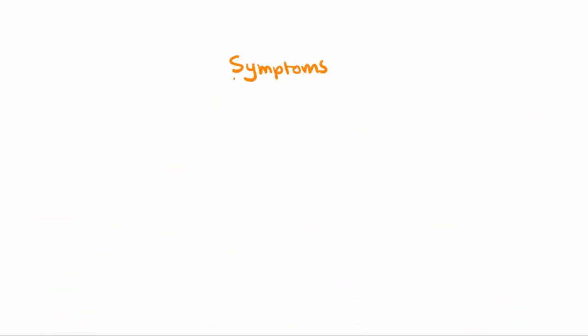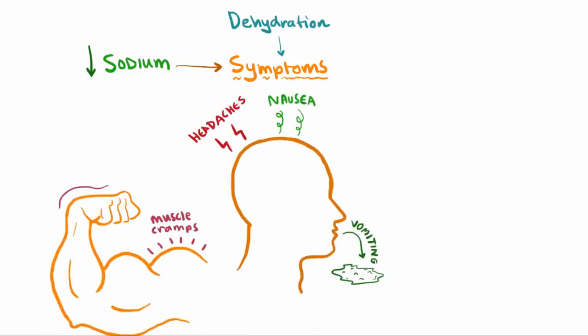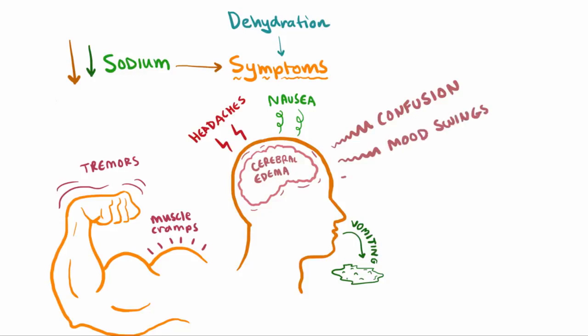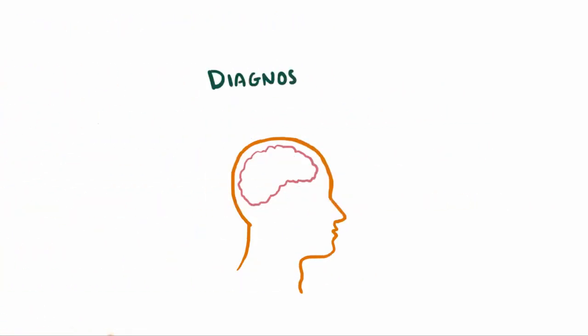The symptoms a person with SIADH experiences are caused by the dilution and loss of sodium in the blood. When your body has a lower sodium concentration than normal, you experience symptoms similar to dehydration or any other condition where sodium is low. Symptoms like headaches, nausea, and vomiting are common initially, along with muscle cramps and tremors. As the sodium concentration continues to get lower in your blood, though, the neurons in your brain begin to swell, leading to cerebral edema. This causes symptoms like confusion, mood swings, and hallucinations. And if left untreated, it can lead to the common downward trends that we see in most illnesses, like seizure, coma, and death.